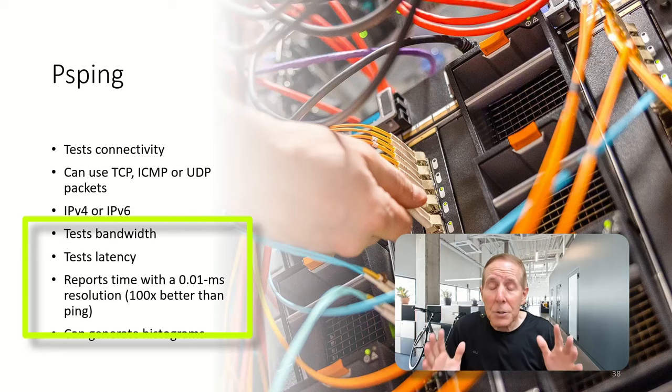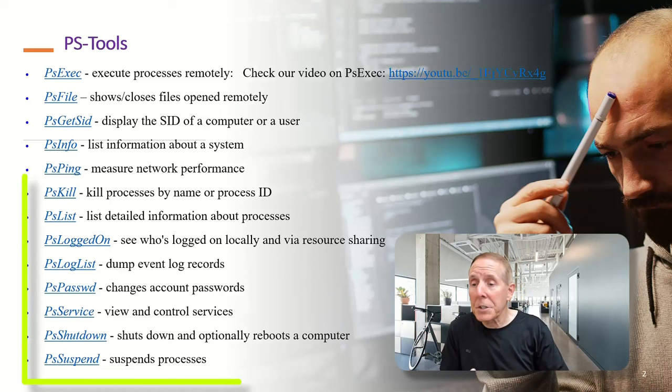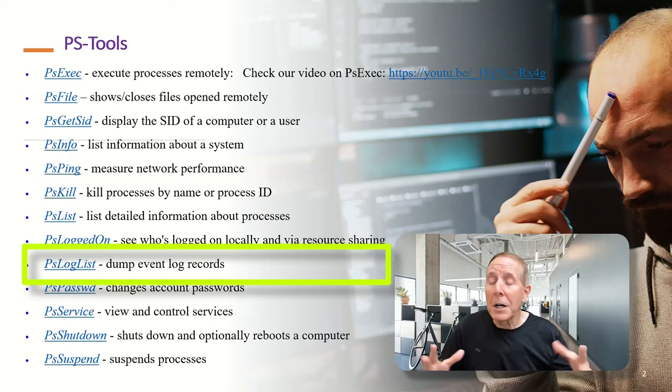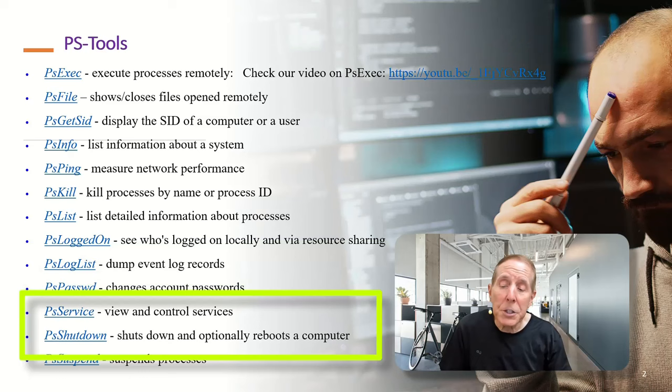It has a resolution of 0.01 milliseconds, so it's an exceptional tool for the IT pro. In the rest of our video series, we're going to look at PsKill, PsSuspend, and PsList, which allows you to look at all processes, stop them, suspend them, whatever you need to do. Look at PsLogList, which allows you to dump event logs and quickly assess what may be the problem. PsService, PsShutdown, great tools.